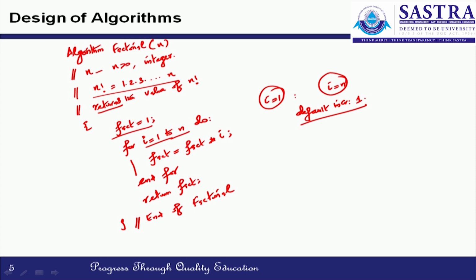For each value of I, the variable fact gets updated. Fact is equal to fact into I. So when I becomes 1, current fact is 1, 1 into 1 is stored into the variable fact. When I becomes 2, current value of fact is 1 into 2 is updated in the fact variable. When I becomes 3, already fact is 2, 2 into 3, 6 is updated in the variable fact. So likewise, when I becomes n, the product of n natural numbers 1, 2, 3 etc. n is computed and the result is assigned to the left hand side variable fact. Finally, the algorithm returns the value of variable fact. Now let us trace this algorithm.